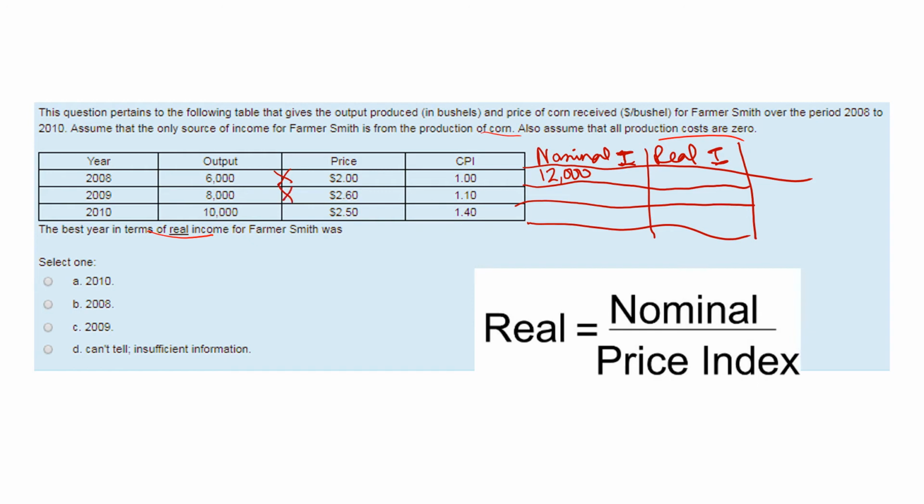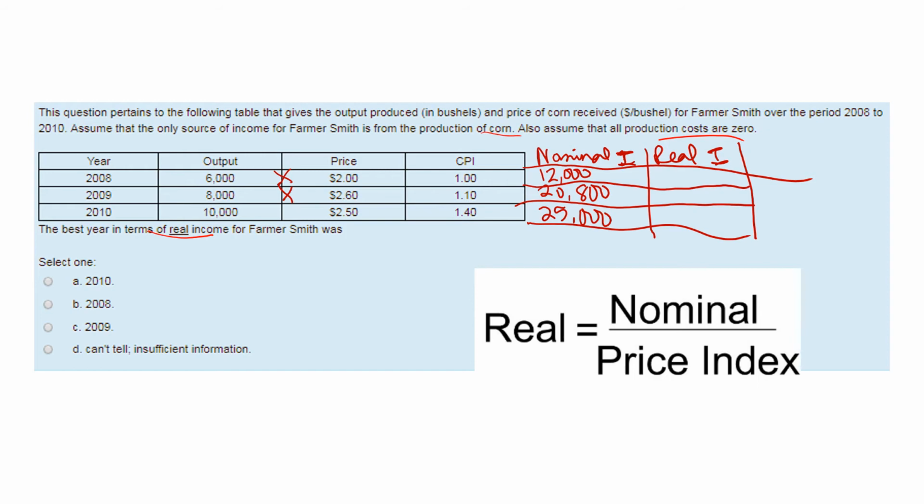8,000 times $2.60. 8,000 times 260 is going to be 20,800, and then 10,000 times 250 is going to be 25,000. So that's the nominal value across those years. That was the cash that was received.